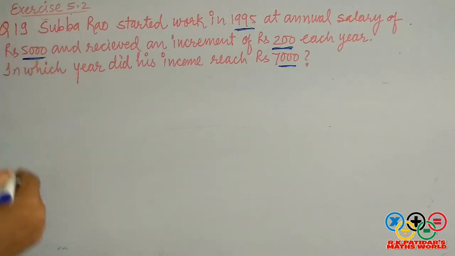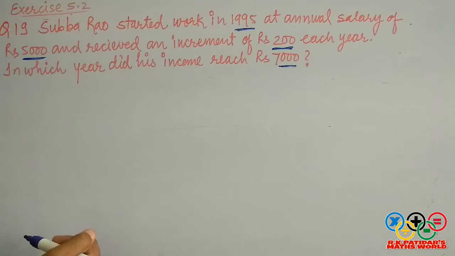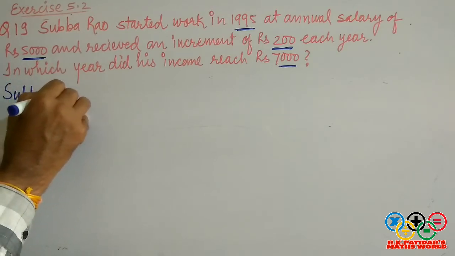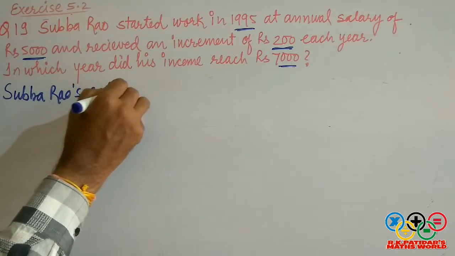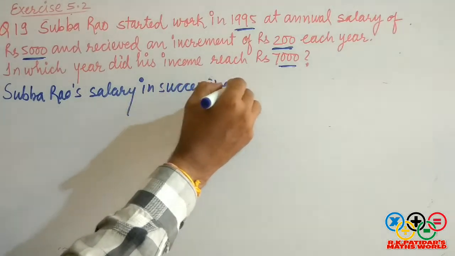See, the first salary of Subbarao is 5,000 and he get an increment of rupees 200 per year. Means his salary will be increased by 200 per year. Means the difference of salary in the successive years is 200. Means जो सैलरी होगी वो किस में होगी, एपी में होगी. ओके, सो Subbarao salary in successive years.